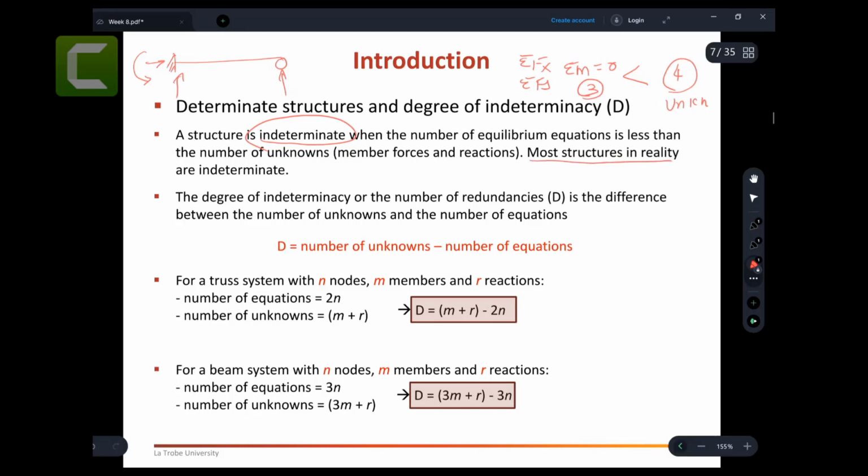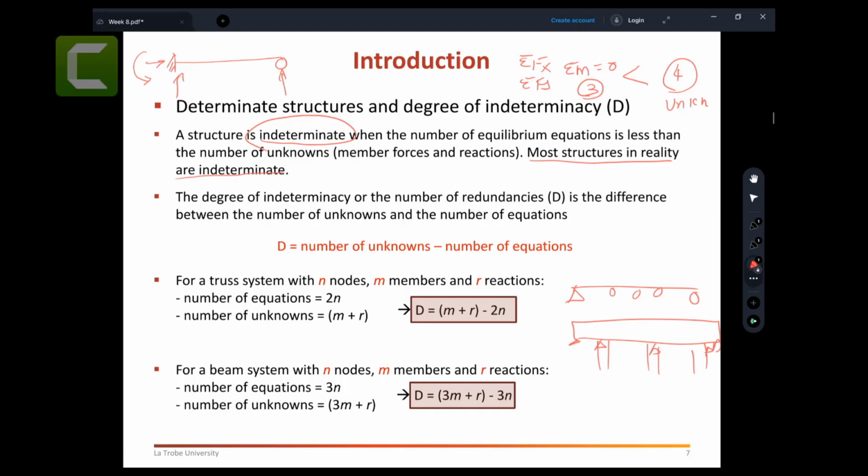Most structures in reality are indeterminate. You have not seen a beam that is just like this. You will not come across this kind of simple beam where you have just the pin support and roller support. If you are driving a car on a bridge, there are additional columns that carry that bridge beam. If you go into buildings, there are multiple columns supporting the beam, right? You can see these are the supports. So in reality, all the structures are indeterminate. You will not come across these determinate structures.